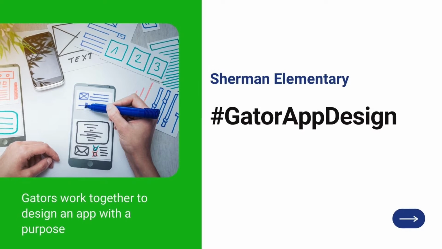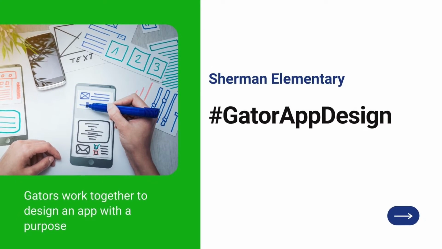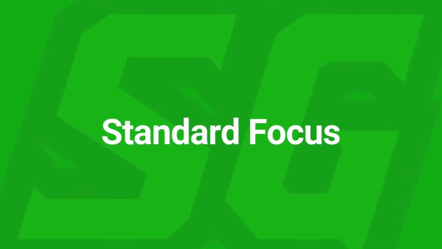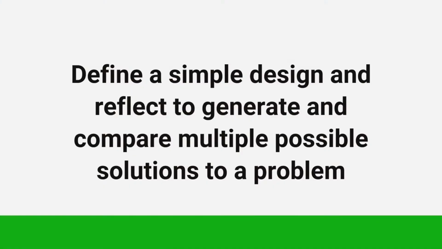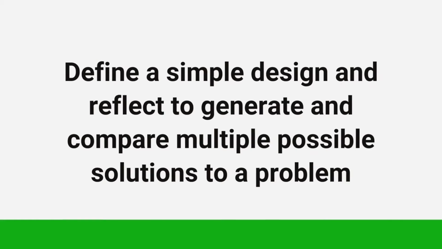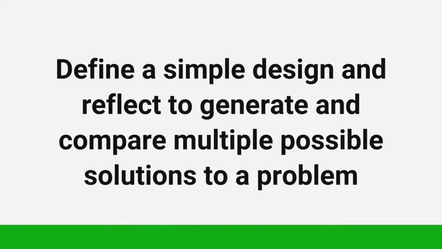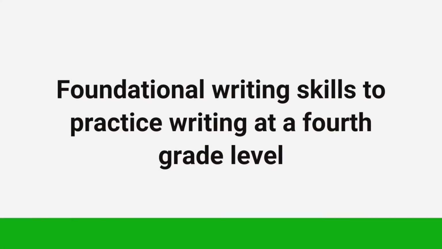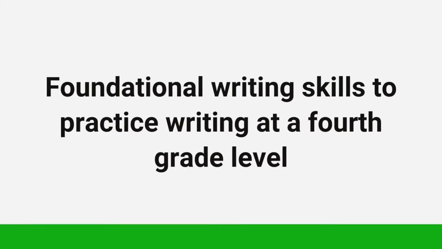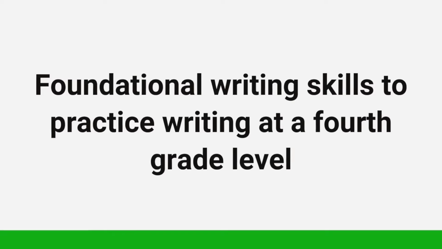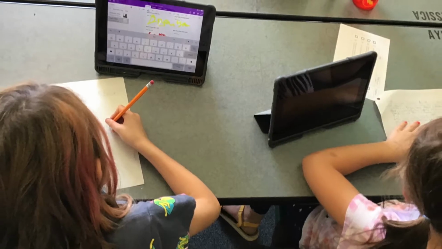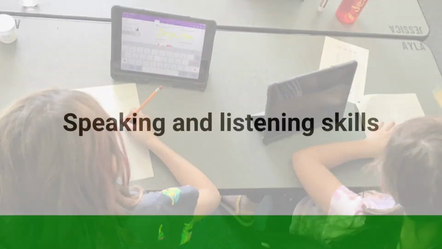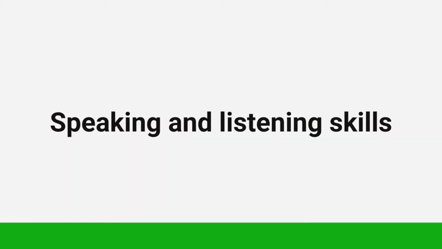Fourth graders at Sherman Elementary completed the design process to create apps. When designing the app, students work on a few different standards. First, students define a simple design problem and then reflect on it. Then, students practice foundational writing skills by reflecting on each step of the process. Throughout the process, students engage in discussion by speaking and listening to their designs.